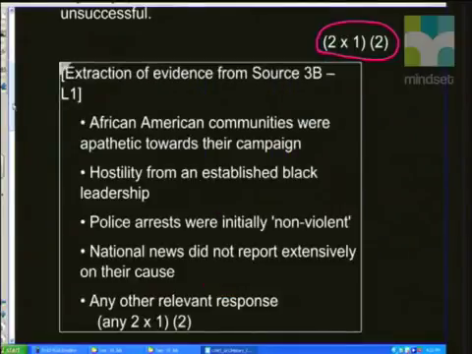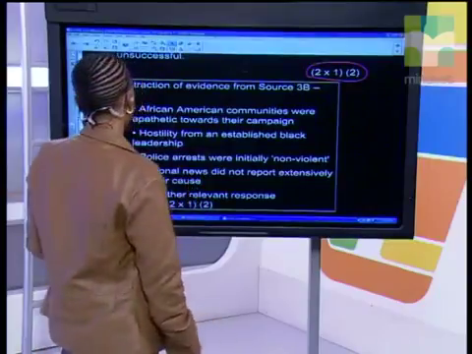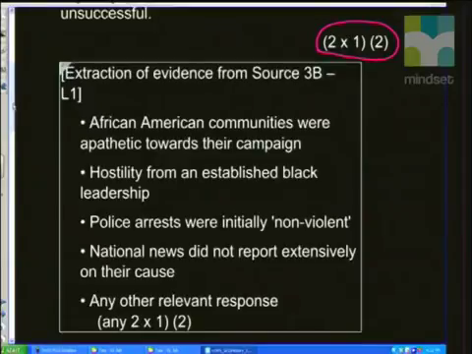African American communities were apathetic, remember that word, uninterested. They were apathetic towards their campaign. There was hostility from an established black leadership. Police arrests were initially non-violent. National news did not report extensively on their cause.